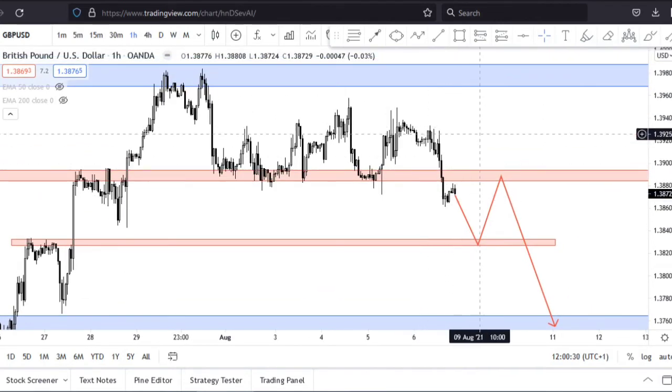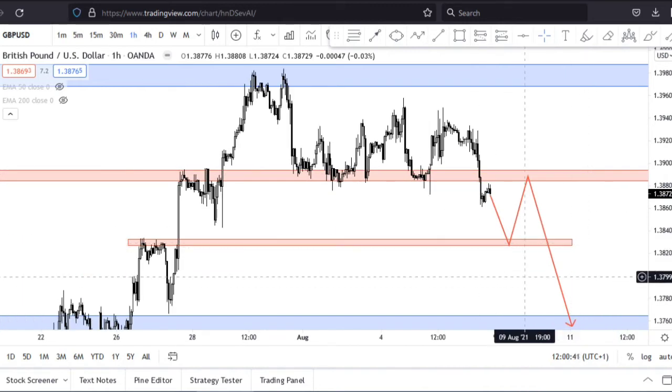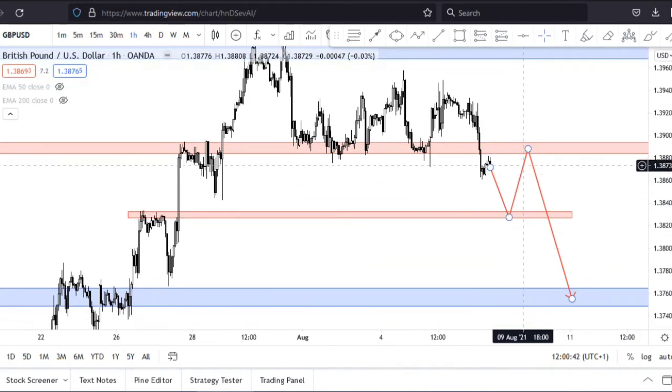So don't chase the market, just allow the price to come to you. The market will always give us opportunities to capitalize on. And as we've identified these levels over here, these are levels that we should be looking out for and where to take our either buy or sell opportunities.